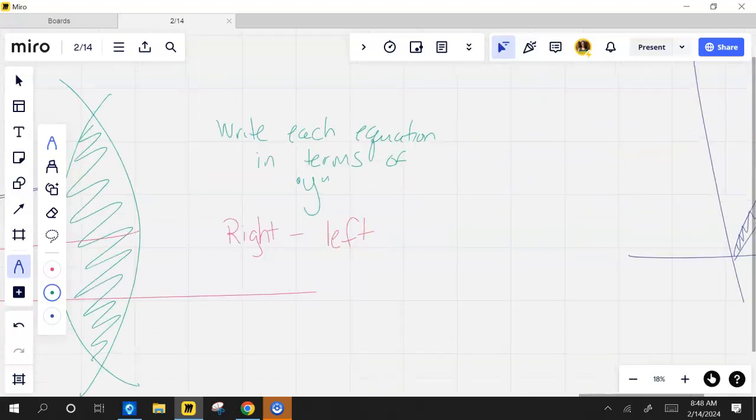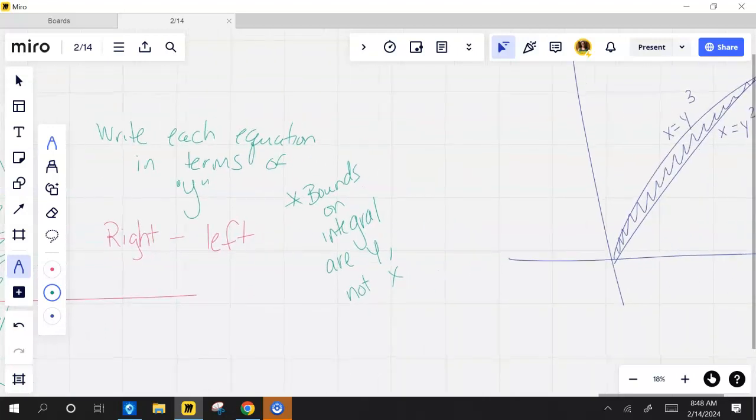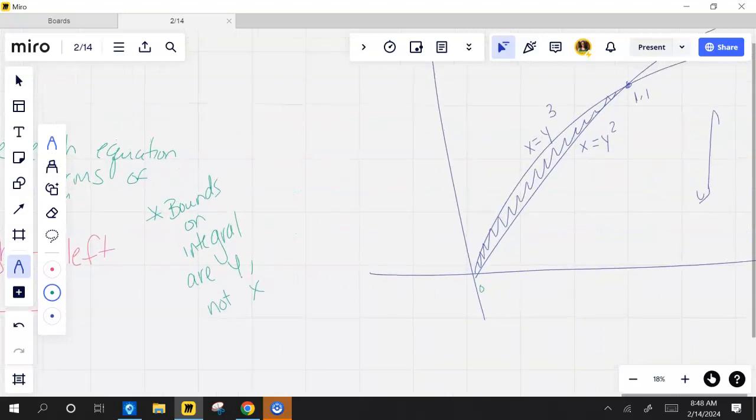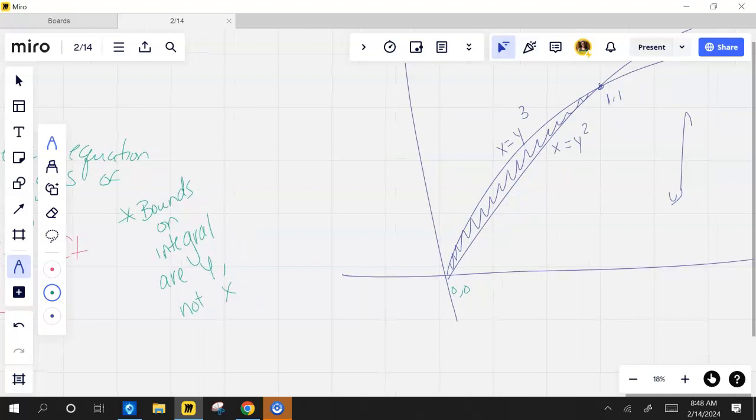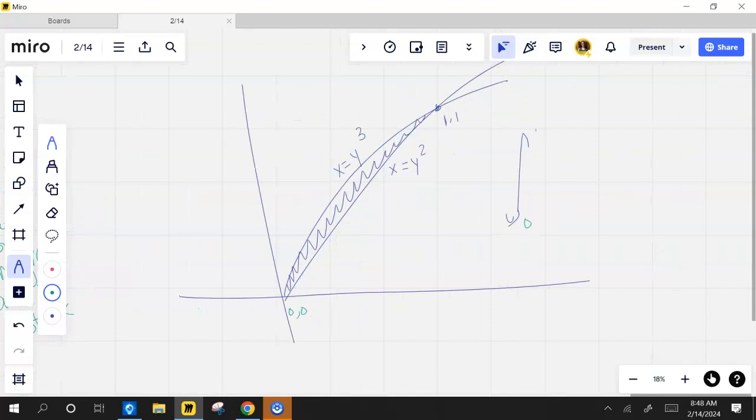I'm going to write that up again. Your bounds on your integral are y, because I'm doing it in terms of y instead of in terms of x. This is easy because these are both the same point. But here, since it's already solved for x, since it's x equals instead of y equals, I'm going to go from 0 to 1, and I'm going to do right curve minus left curve. So I'm going to do y squared minus y cubed dy.